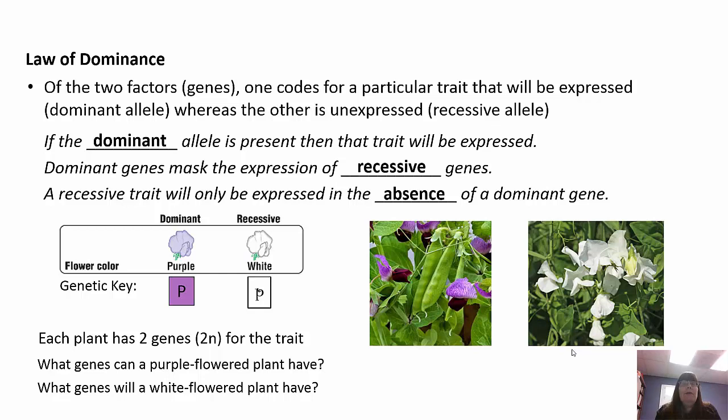So the genes, if we use uppercase P and lowercase p, the genes that a purple flower can have are two uppercase P's or an uppercase P and a lowercase p. The genes that a white flower plant can have are only two lowercase p's, because the recessive trait can only be expressed if both alleles are recessive.